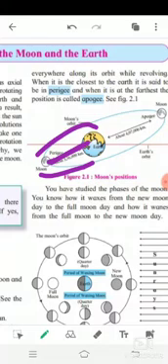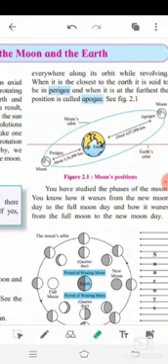Now, when the moon in its orbit is farthest from the earth, it is said to be in apogee position. Farthest means when the moon is far from the earth, it is called apogee position. Okay, the diagram is given here. This is the perigee position, and this one is the apogee position.